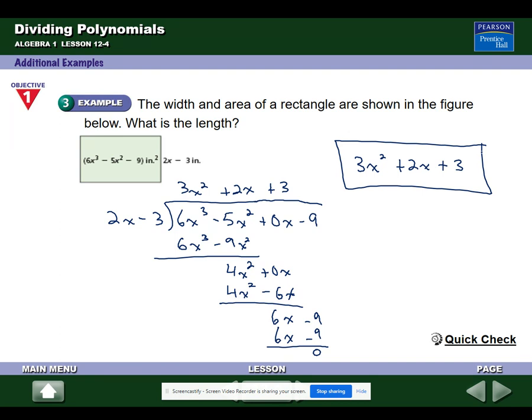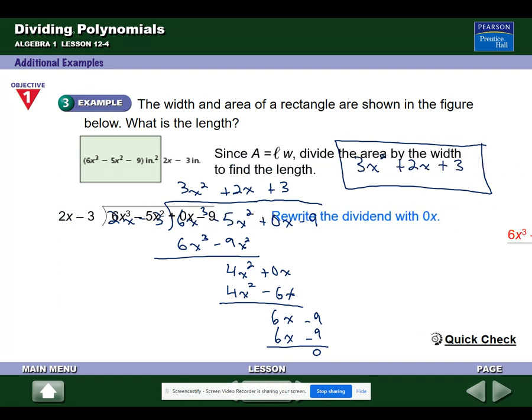No different than if we had a rectangle that was 4 by 7. Well, 28 would be the area, and 28 is divisible by 4 to give you 7. 28 is divisible by 7 to give you 4. A different way to say that would be to say that if I multiply 2x minus 3 by the answer that we got here, you'll get the area.